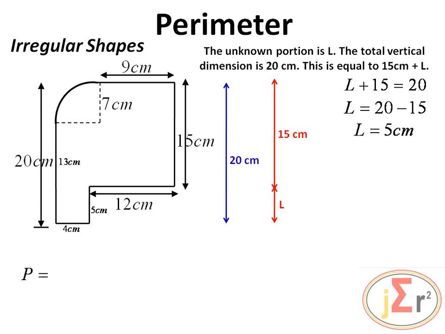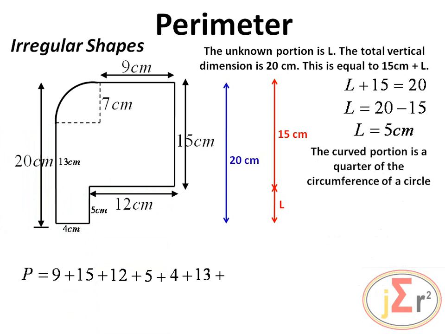So we are going to find the perimeter now. How do we do that? Add all the sides. So that part, 9 centimeters, then of course 15 centimeters, then of course 12 centimeters, then of course 5 centimeters. Any more? Of course, 4 centimeters all the way around. Notice that we are going around 13 centimeters, and now we are encountering the curved part.